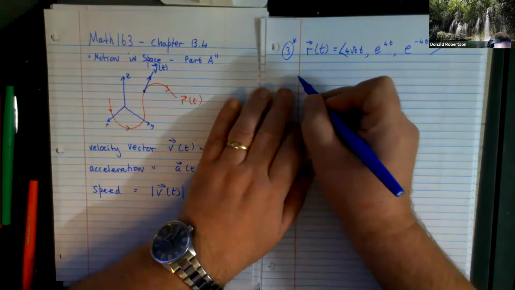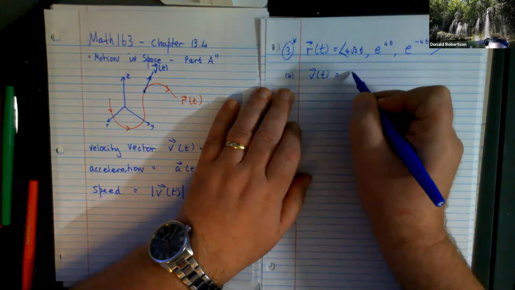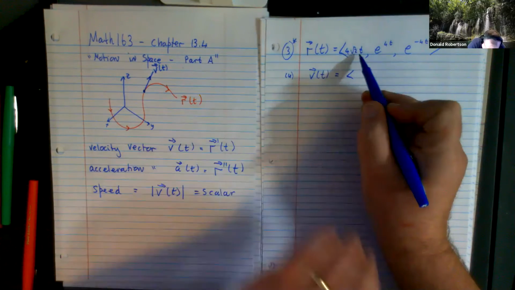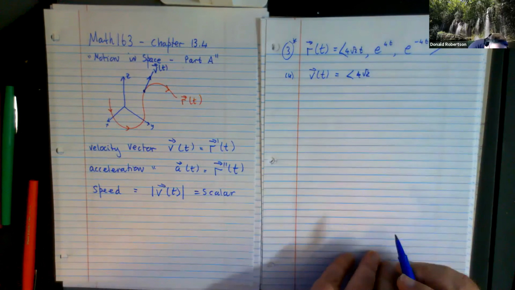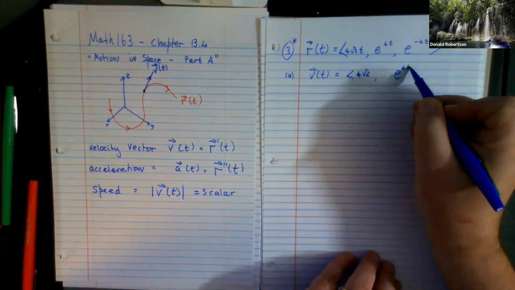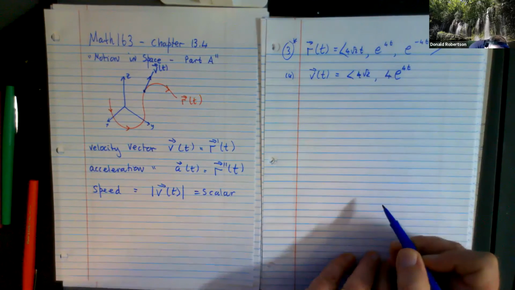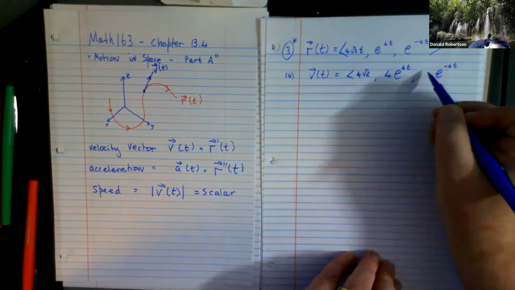Question A is asking us to find the velocity vector. Okay, do you know that's just like 2 root 2t? If you differentiate it, don't you just get 4 root 2? If you want to differentiate e to the 4t, you get e to the 4t times an extra 4. And if you want to differentiate that guy, you get this.